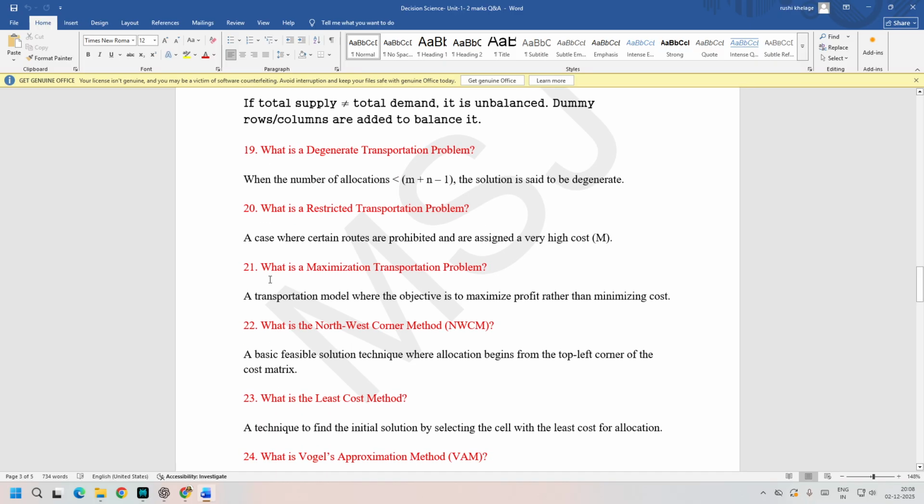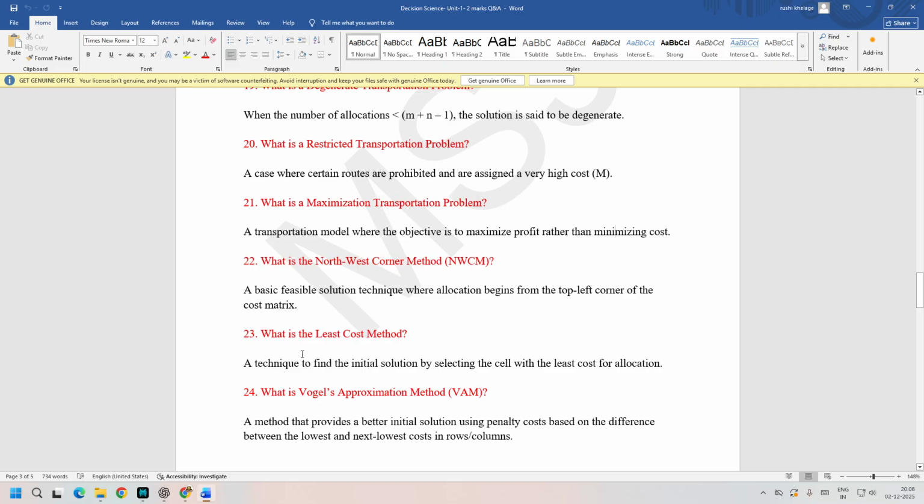Now question number 21 is, what is maximization transportation problem? A transportation model where the objective is to maximize profit rather than minimizing cost. Now here the focus is on maximizing profit. What is the northwest corner method, NWCM? A basic feasible solution technique where allocation begins from the top left corner of the cost matrix.